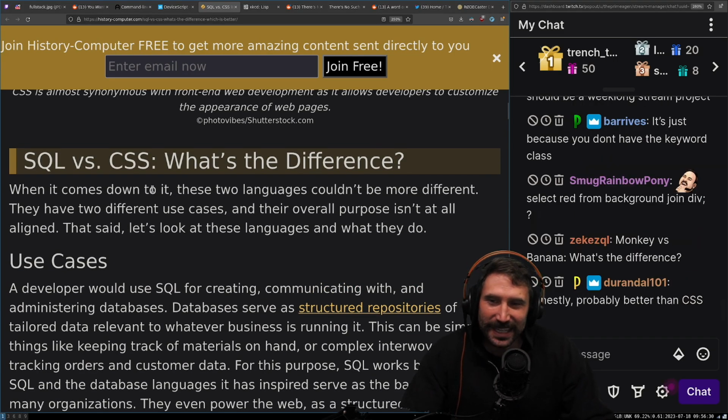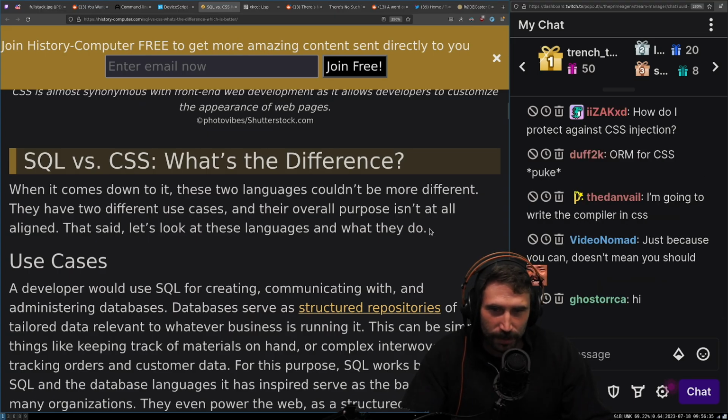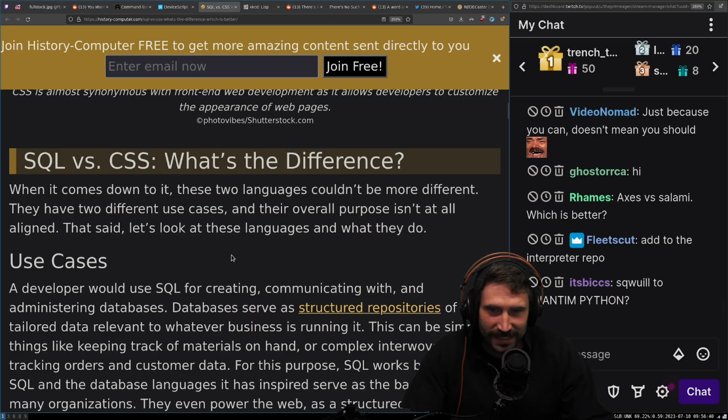When it comes down to it, these two languages couldn't be more different. They have two different use cases. Their overall purpose isn't at all aligned. That said, let's look at these languages and what they can do.